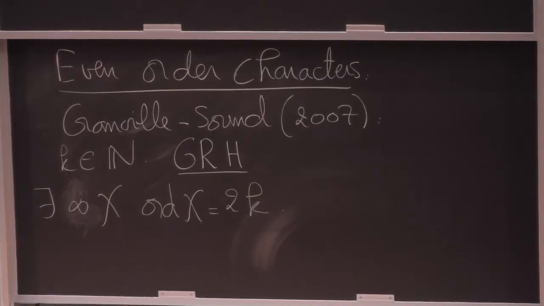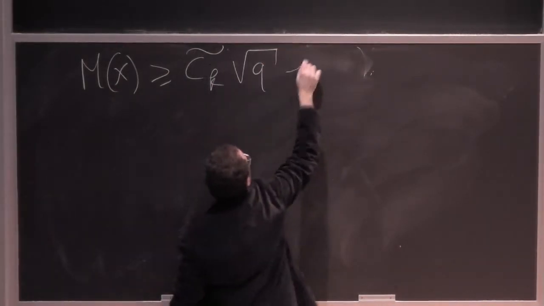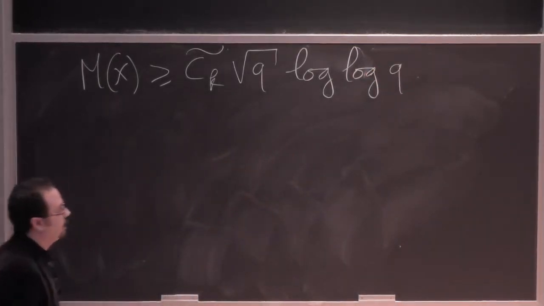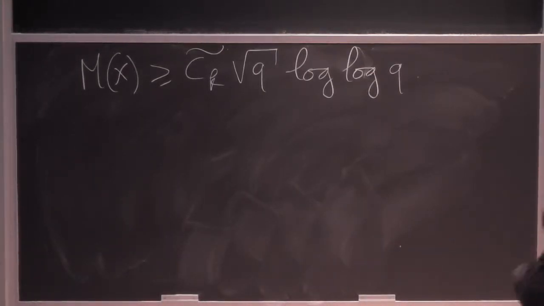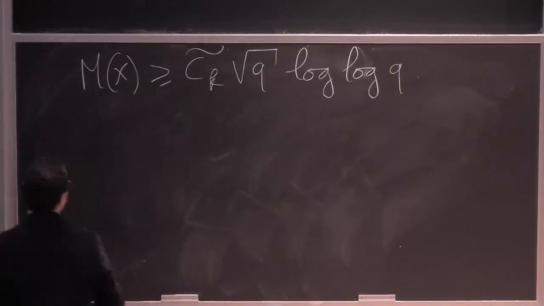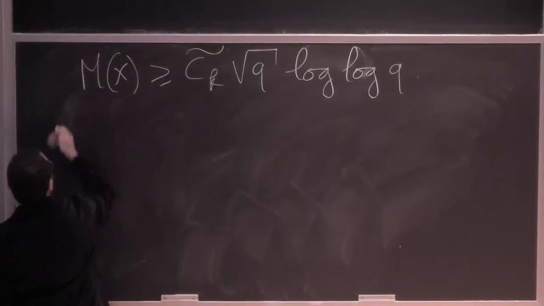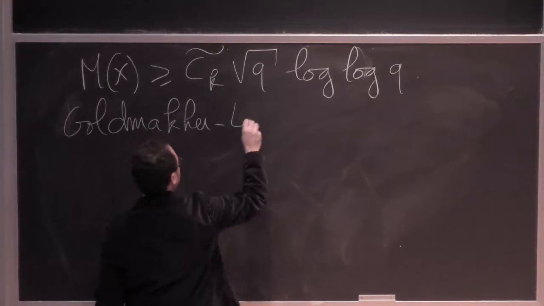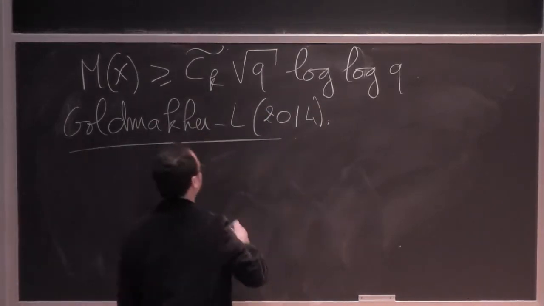So such that m chi is at least ck tilde square root q log q. And this is for any k. But of course, the drawback is that it assumes GRH. And a few years later, a result of Goldmacher and myself removes the GRH. It was 2014. And we can prove this result unconditionally.